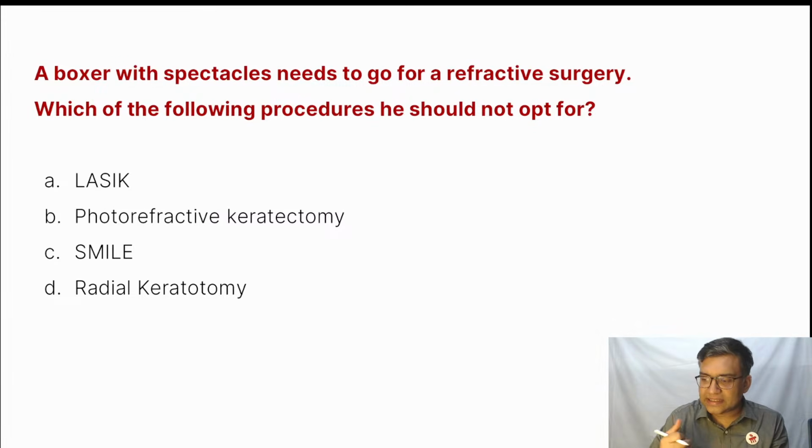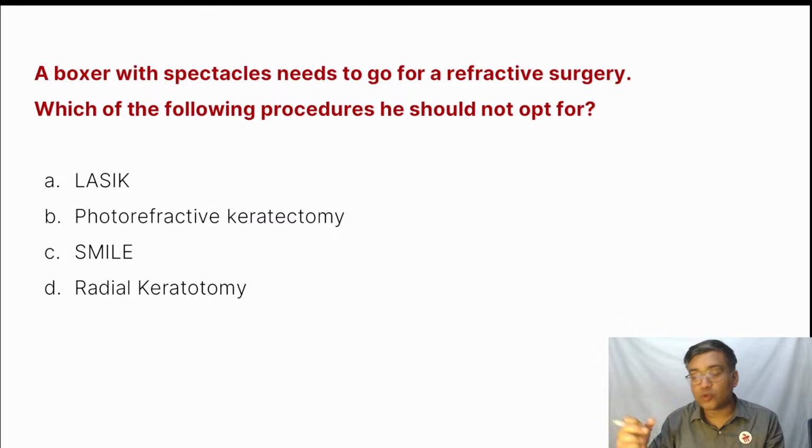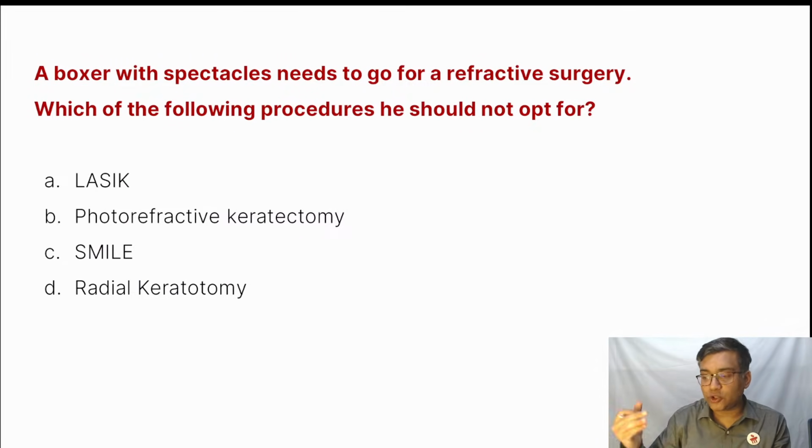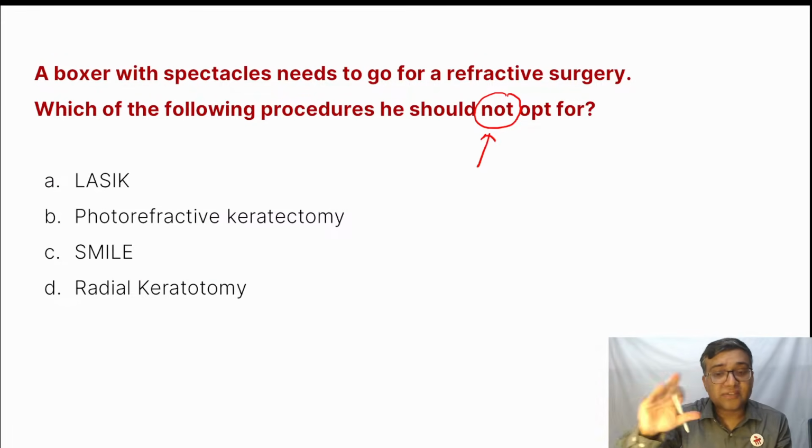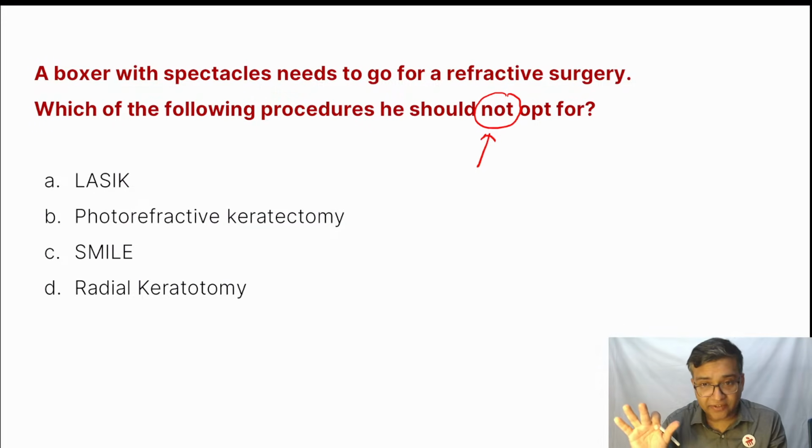So the next question is, a boxer with spectacles needs to go for a refractive surgery. Which of the following procedures should he not opt for? Very important, when you are seeing a question, please underline if there is a 'not' or 'all of the above' being asked, because that changes the answer to a different level.